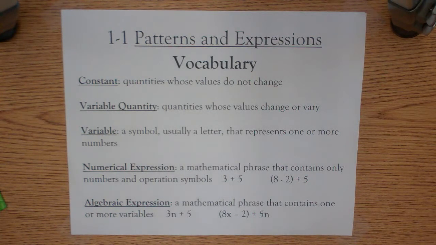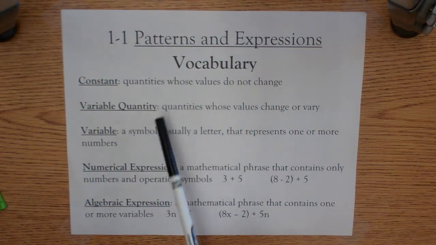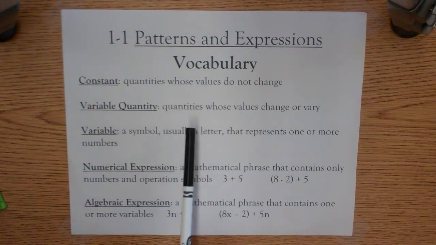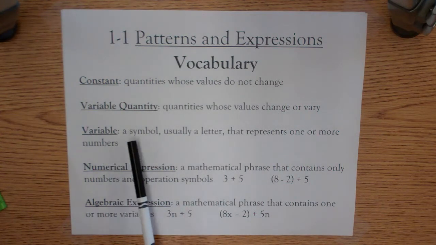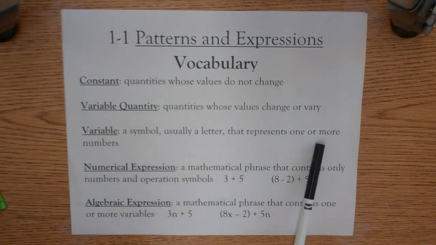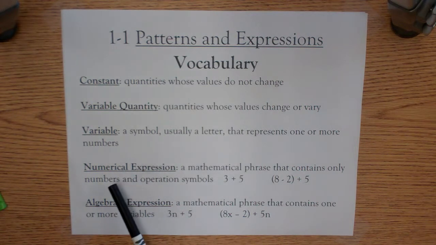Alright, 1-1, patterns and expressions. Here's your vocab. Constant: quantities whose values do not change. Variable quantity: quantities whose values change or vary. Variable: a symbol, usually a letter, that represents one or more numbers.